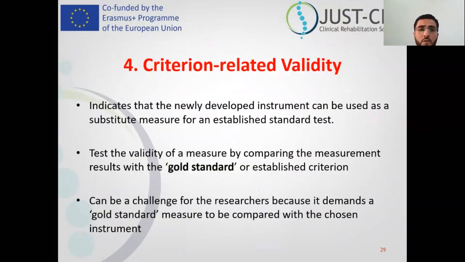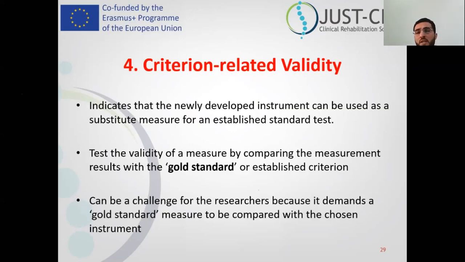The last type of validity is criterion-related validity. Criterion-related validity indicates that the developed instrument can be used as a substitute for an established standardized test. So how do we establish criterion validity? By comparing the results of our newly developed outcome measure with a gold standard that has already been identified to measure the health outcome of interest. For example, the functional independence measure or the Barthel index are some of the gold standard instruments that measure independence in activities of daily living.